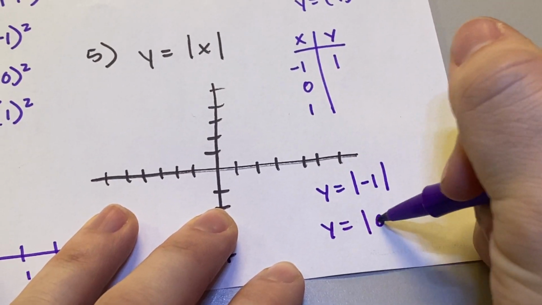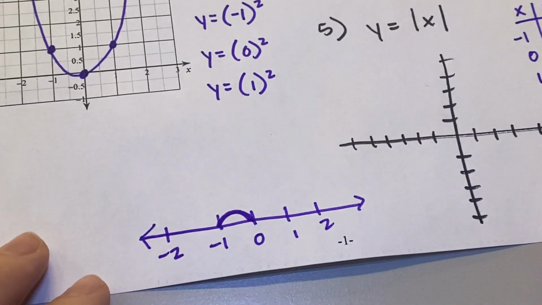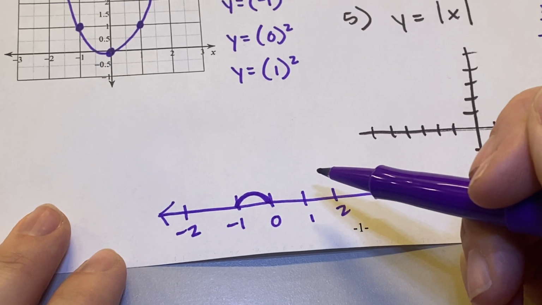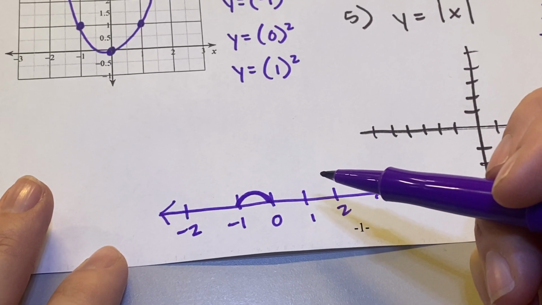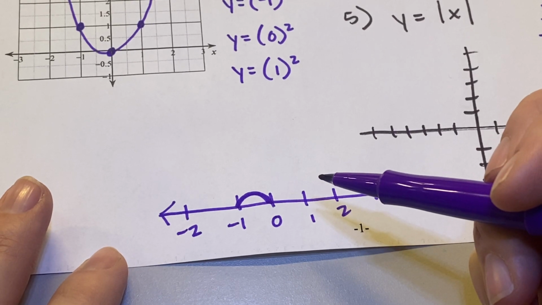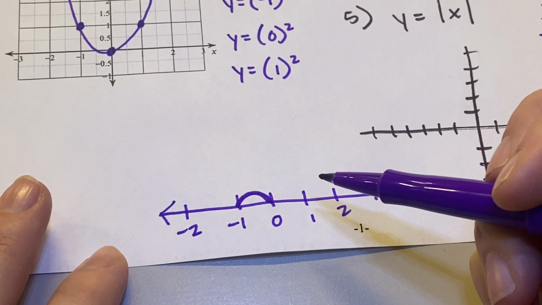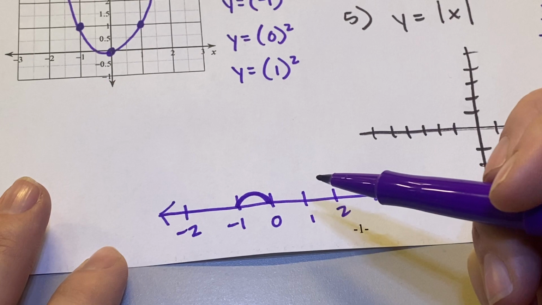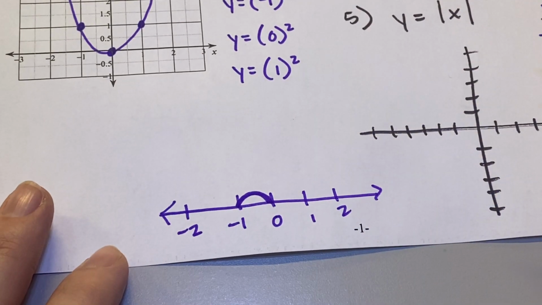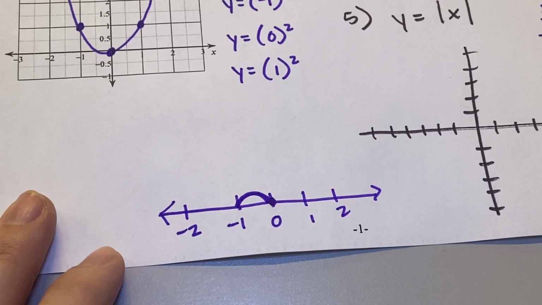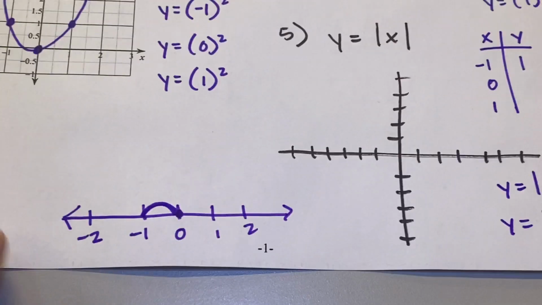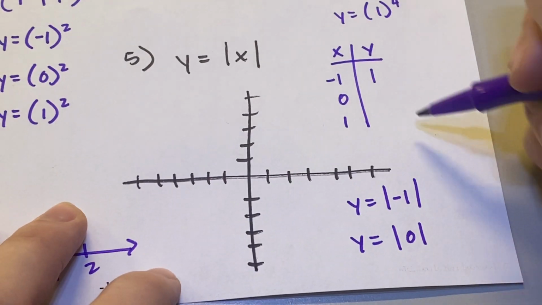Okay, let's do the absolute value of 0. How far from 0 is 0? How many spaces? 0. It's right on 0.